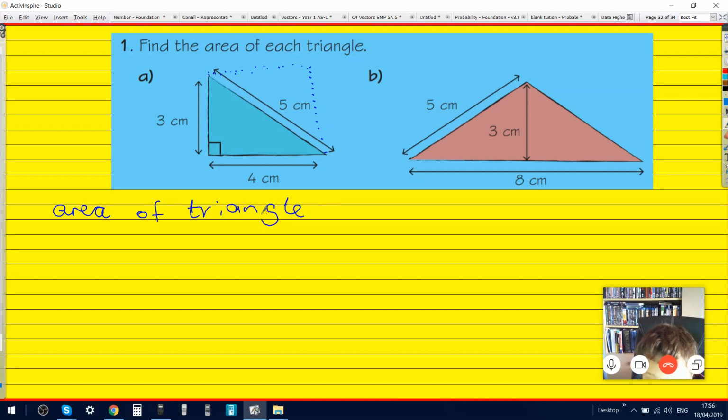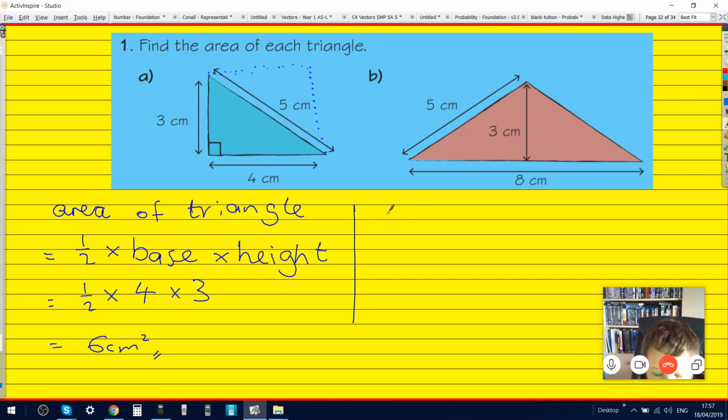How about the one on the right? Well, first we do base times height, which is 8 times 3, which is 24. And then it's half of a rectangle, so we need to half 24. Sorry, 24. And that would get us an answer of 12. Well done. These are squared.